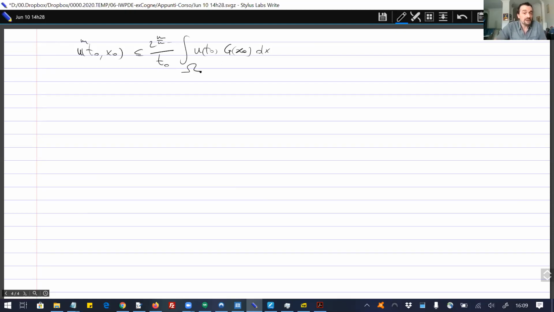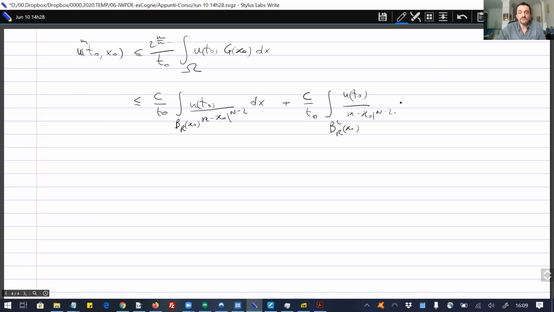Then here you have the integral over omega. Then what you do is you split the integral in a small ball, an integral around x0, and an integral in a big ball. So you do c divided by t0 integral over B_R(x0) of u of t0, and you use the estimate on the green function. So you have |x minus x0| to the n minus 2. The dx, there is just an s in the case of the fractional Laplacian. Plus, same thing, integral over the complement of B_R(x0) of u of t0 over |x minus x0| to the n minus 2 dx.